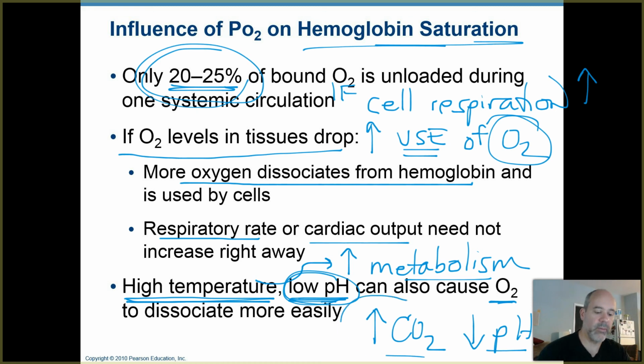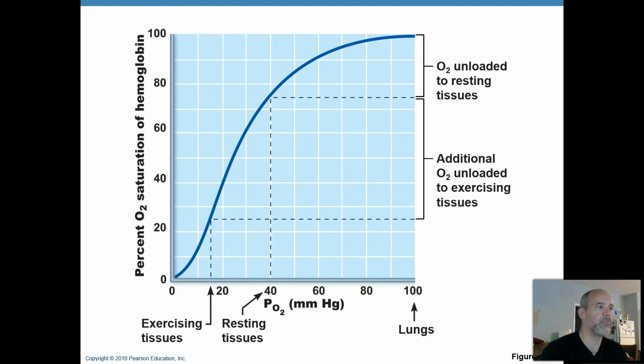Where does this come from? Cellular respiration again. CO2 comes from the nutrients that you have broken down to supply your cells with energy to make ATP. More CO2 lowers the pH, and that's an indicator you've got more cellular respiration going on, so you better unload some more oxygen gas to those tissues that need it.